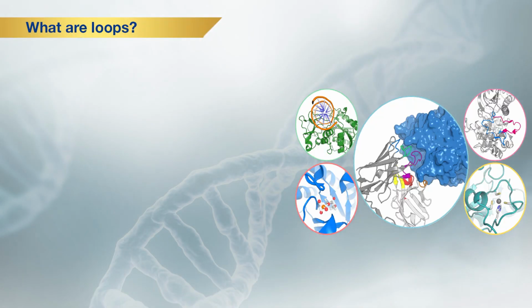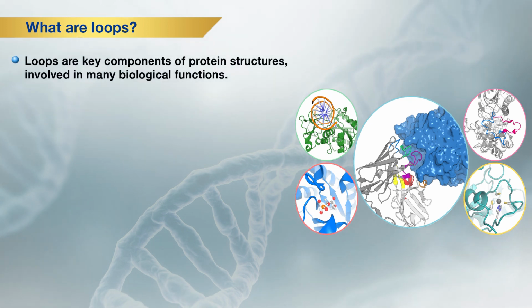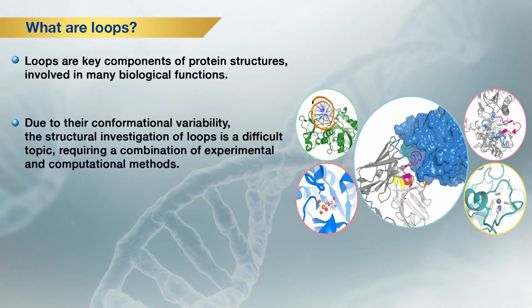So, there are two cases for using loop modeling, as we saw: when experimental structures are not available and when structural flexibility is high. Now, let us see the very important point: what are loops? Loops are key components of protein structures involved in many biological functions. Due to their conformational variability, the structural investigation of loops is a difficult topic requiring a combination of experimental and computational methods. Let us highlight this word, conformational variability and flexibility; that is where the loop concept came around.